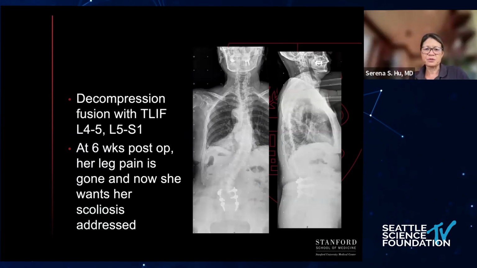Because her symptoms were getting worse and she was getting a little bit of weakness, she got forced to do something, and to appease her, I guess, is the best term, we did a decompression with a TLIF at L4-5 and L5-S1 for her leg pain, which was the thing that was really bothering her. At 6 weeks post-op, her leg pain was totally gone, and she came back and said, "Well, now I want you to fix my scoliosis." So I think that is a nice way of gaining trust from the patient, from the standpoint of when a big operation is indicated, and what you can do and how much you can do for a patient.